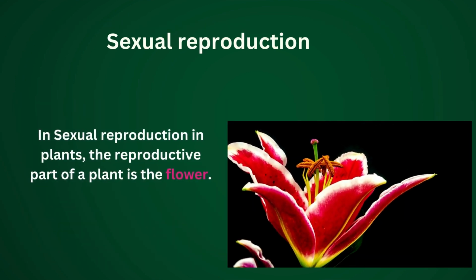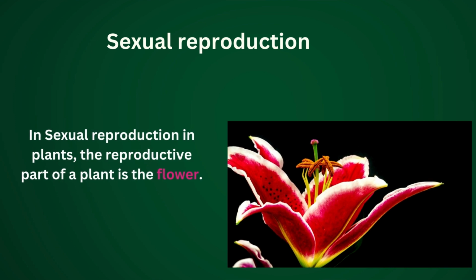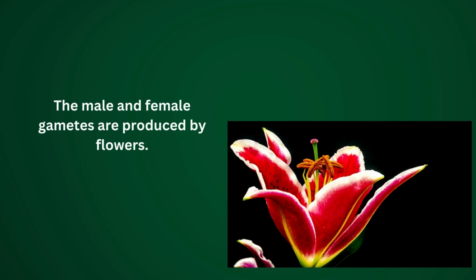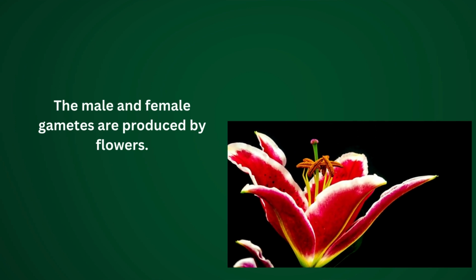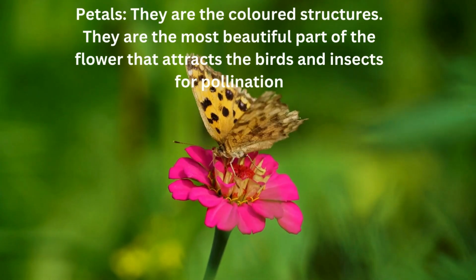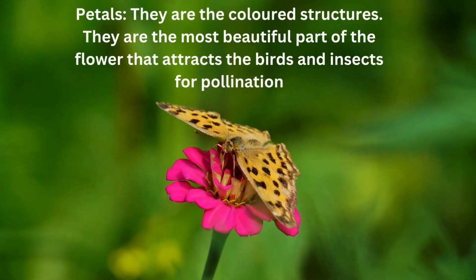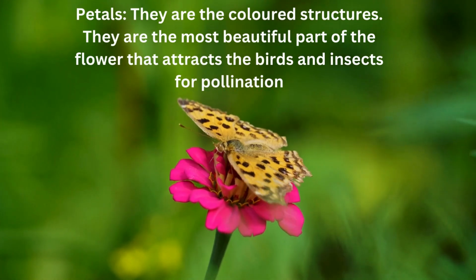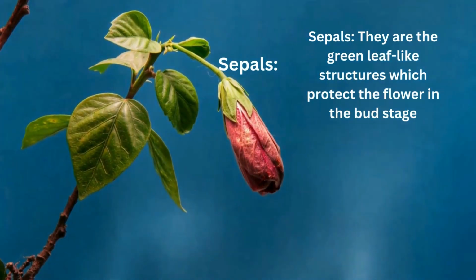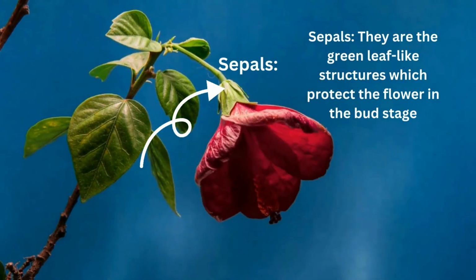In sexual reproduction in plants, the reproductive part of a plant is the flower. The male and female gametes are produced by flowers. Flowers mainly have petals, sepals, stamens, and pistils. Petals are the beautiful colored part of the flower that attracts birds and insects for pollination. Sepals are the green leaf-like structures which protect the flower in the bud stage.